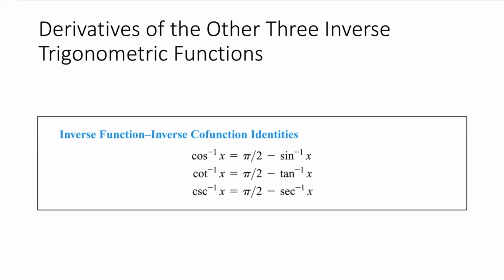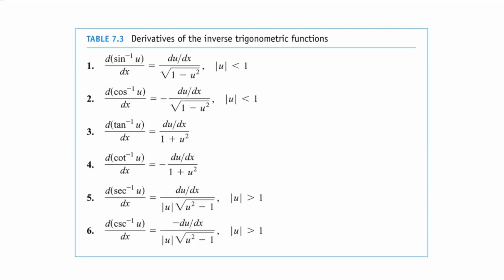So when I go to find the derivative of inverse cosine of x, well, I can just take the derivative of this expression here. Of course, the derivative of pi over 2 is 0. So this means that the derivative of inverse cosine of x is just going to be the opposite of the derivative of inverse sine x. And the same thing is true for all the other co-functions. So nice pattern here.